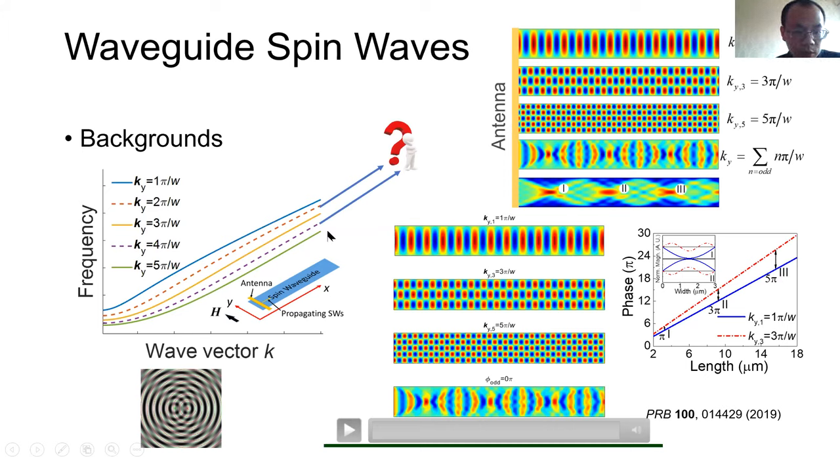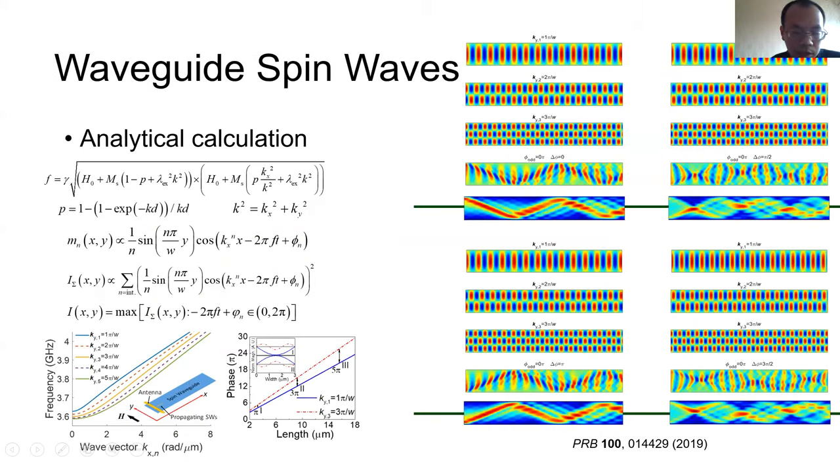So here comes the question: what if we introduce the even mode spin waves in the stripe? Firstly, we do some analytical calculation and find out that if we introduce even mode spin waves, the propagating patterns of the spin waves would be changed by the phase difference between the even mode and odd mode spin waves.